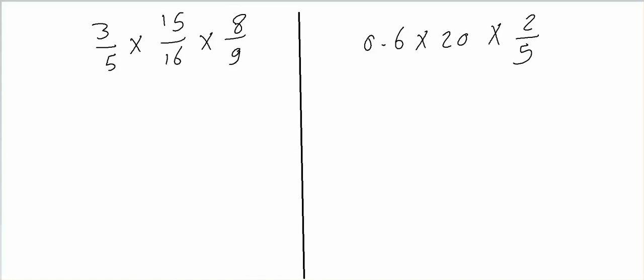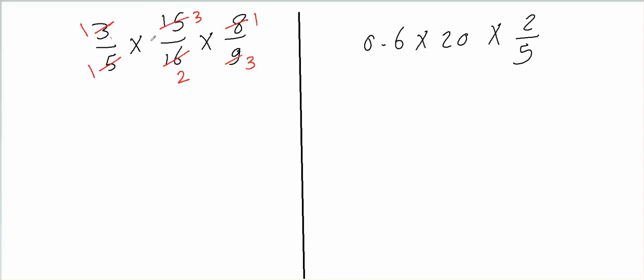How can we multiply three fractions? We can simplify the numerators with denominators. First, look at 3 and 9, both of these numbers are divisible by 3. 3 divided by 3 equals 1, 9 divided by 3 equals 3. What about 8 and 16? 8 divided by 8 is 1, 16 divided by 8 equals 2. What about 5 and 15? 5 divided by 5 is 1, 15 divided by 5 is 3.